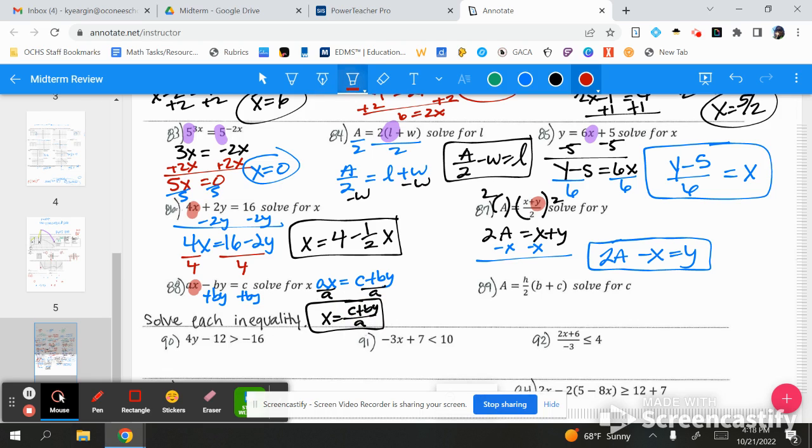For 89, I'm solving for c. First thing I'm going to do is multiply each side by 2. I have 2a equals h times b plus c. Now I'm going to divide each side by h, where I have 2a over h is going to equal b plus c. And since I'm solving for c, I want to subtract b from each side, which will give me 2a over h minus b equals c.